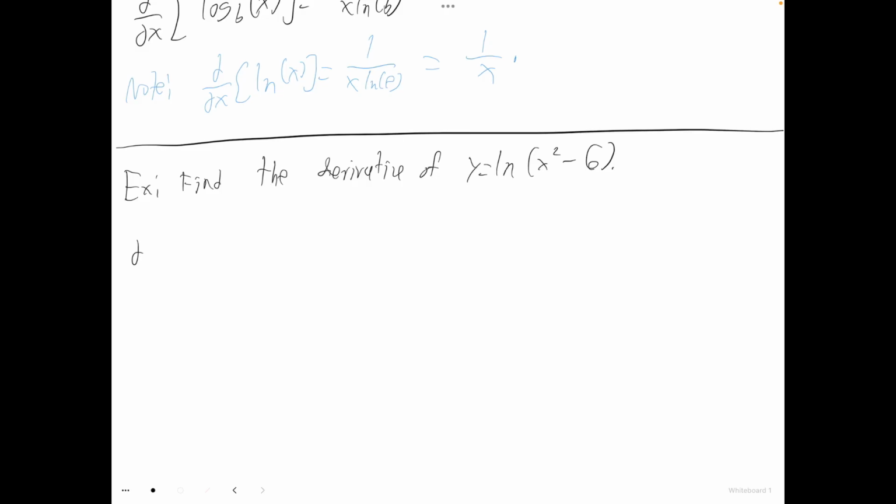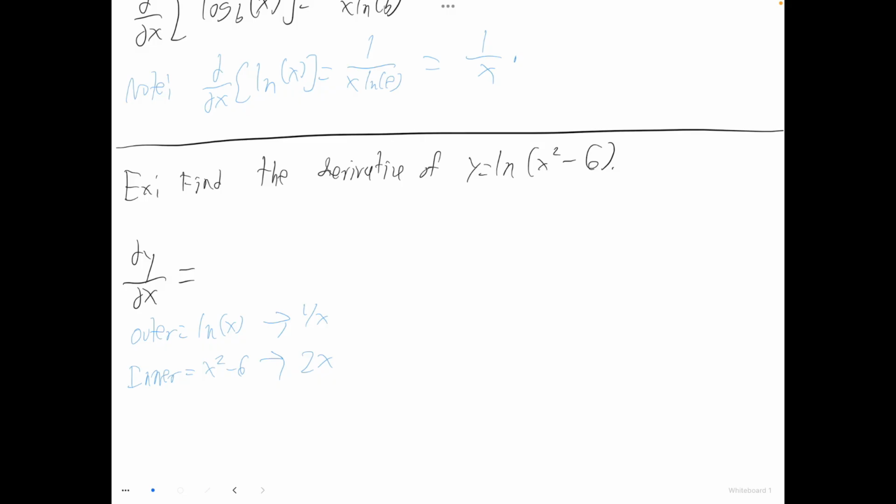And so we have dy over dx. Well, we've got a composition of functions. Our outer function is the ln function, so I'll write that down. Our outer function is ln of x. Our inner function here is x squared minus 6. The derivative of ln of x is 1 over x. The derivative of x squared minus 6 is 2x.